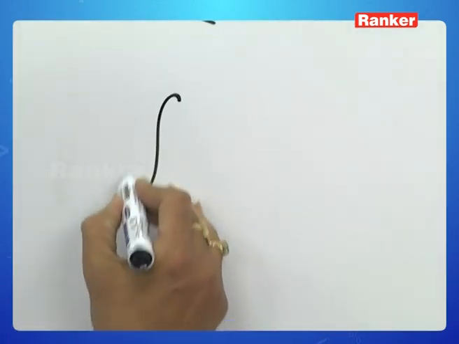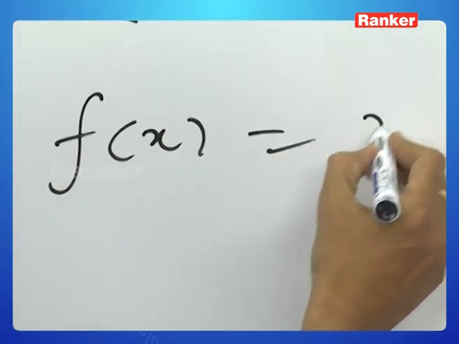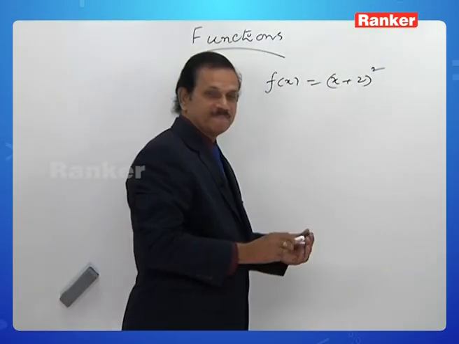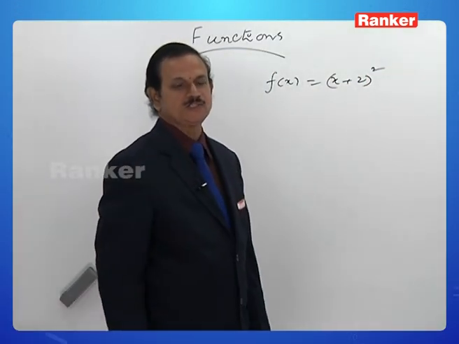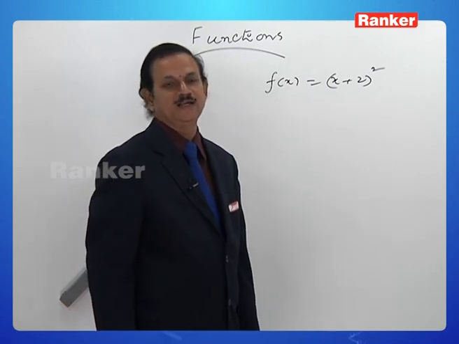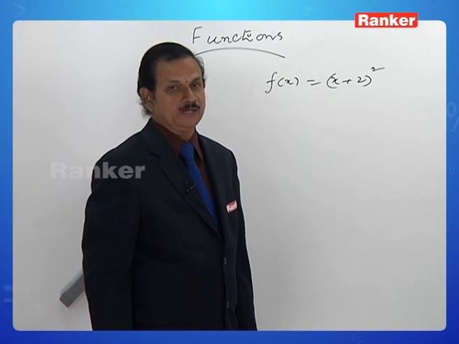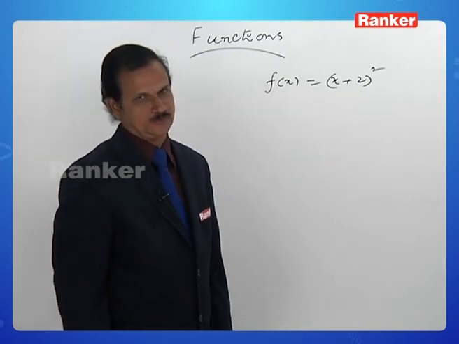he is asking the reflection of f of x is equal to x plus 2 whole square with respect to the line y is equal to x.